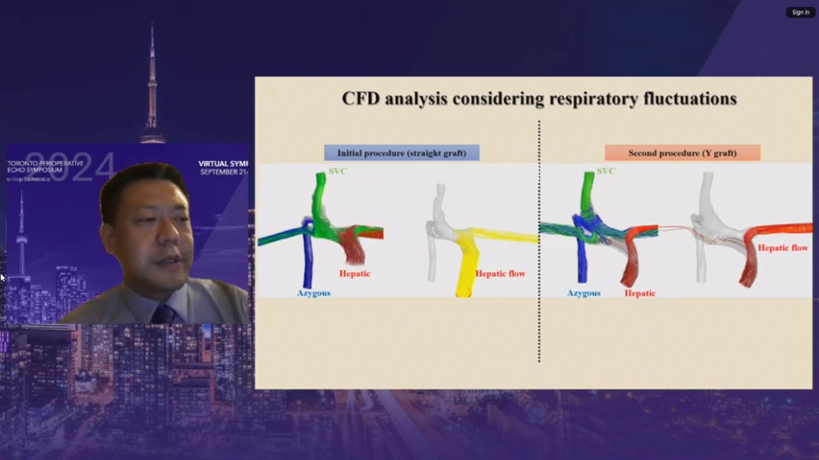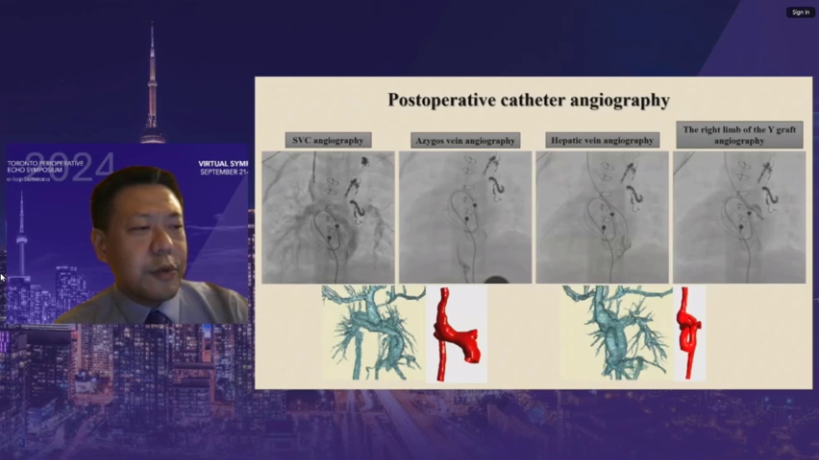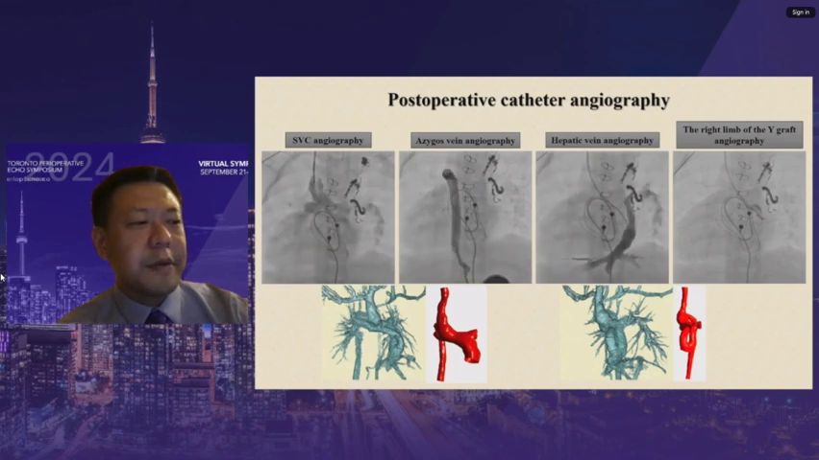CFD analysis that took into account respiratory variations was performed to see how the hepatic vein flow was affected. As shown in the movie, the hepatic vein flow is observed to reach the right pulmonary artery as well after the Y graft anastomosis. Next slide. Postoperative angiography shows a small amount of flow from the hepatic vein to the right limb of the Y graft. Next slide.